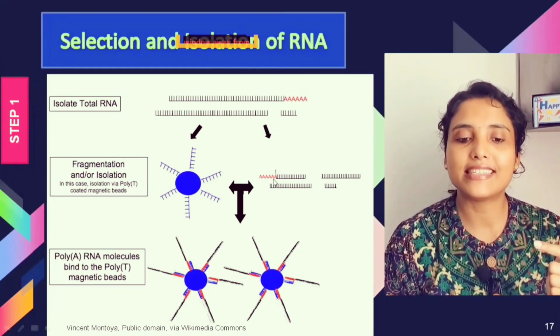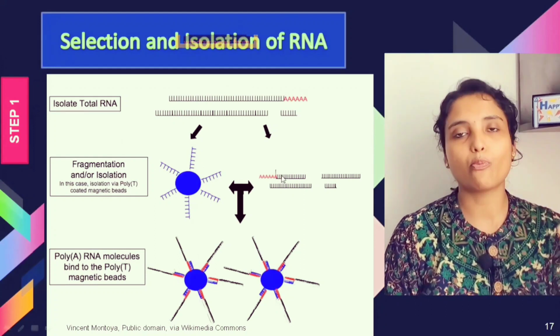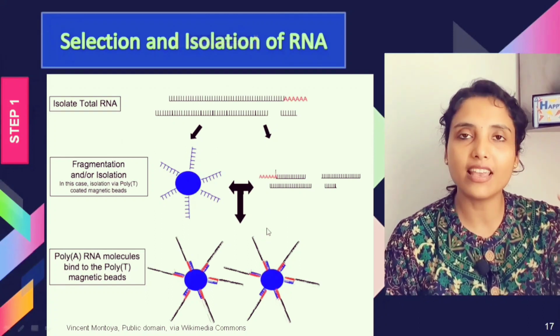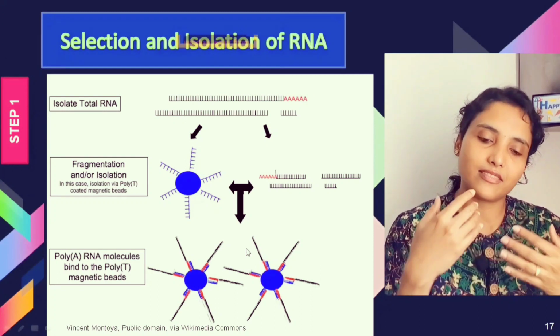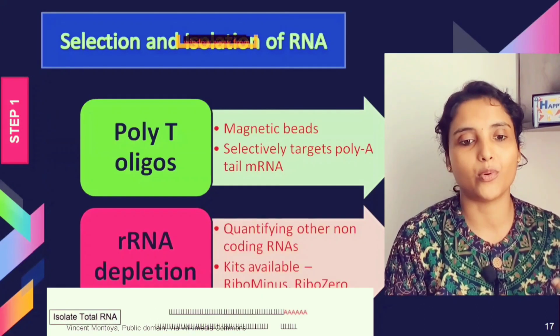So what will happen, since adenine is complementary to thymine, only the mRNAs with those poly-A tails will attach to these beads, and they will be pulled out when you take out the beads, right? The mRNA will be separated from the pool. So that is one approach.